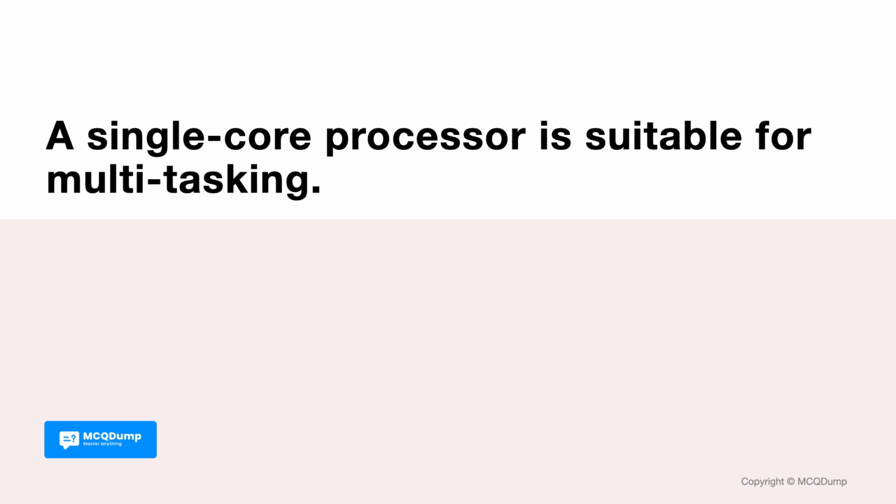A single-core processor is suitable for multitasking. True or false? It is false. A single-core processor is not suitable for multitasking because it has a single core that is used for processing all instructions and information. This also means that the CPU can only process one operation at a time.